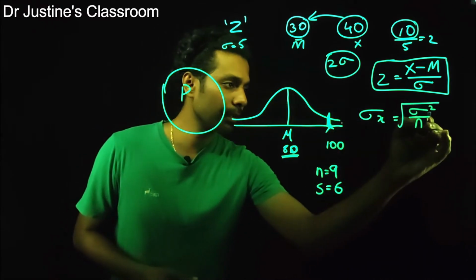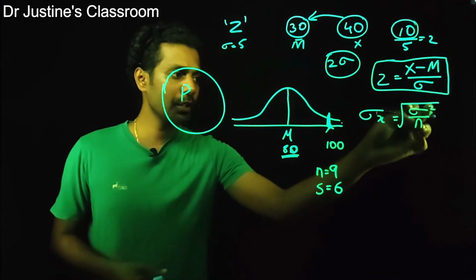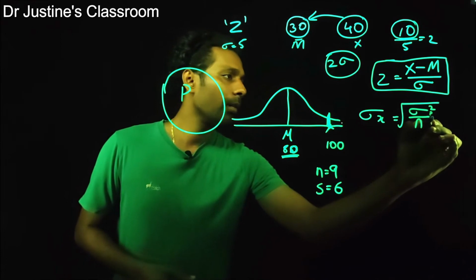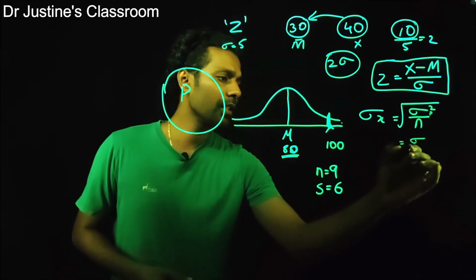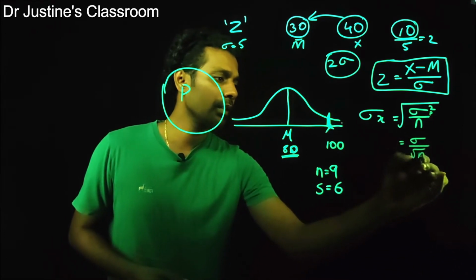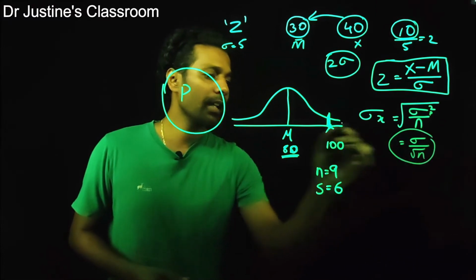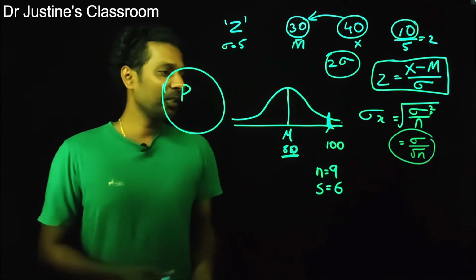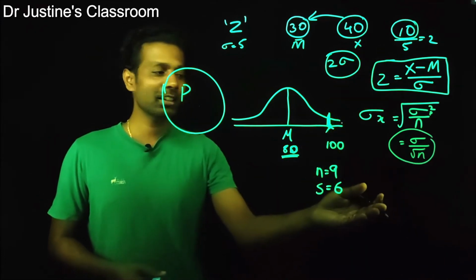I'm just writing p here, the standard deviation of the population, squared, and divided by n. This can be written as standard deviation divided by root n. So this is the standard deviation of the sampling distribution. Okay, now I have all these values here in this context.